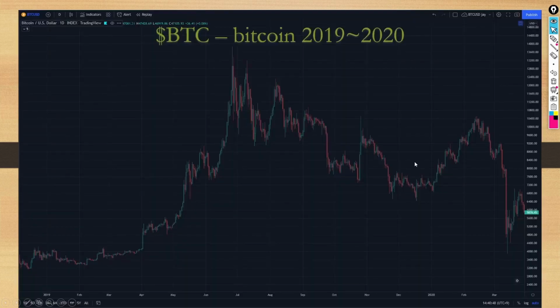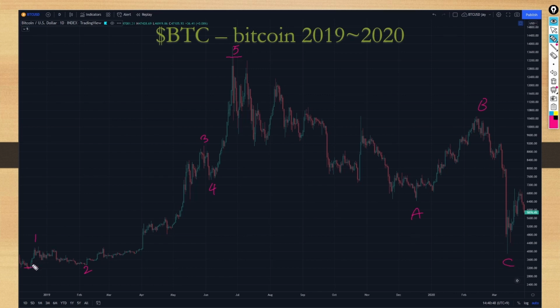Now let's apply what we have learned so far onto a real chart. Over here, we have Bitcoin from 2019 to 2020. And we can start counting the wave from the very bottom. So starting from here, we have wave 1, wave 2, wave 3, 4, and wave 5. And after we are done counting the 5 waves of motive wave, we can start counting the corrective wave. So starting from the top, we have wave A, B, and C.